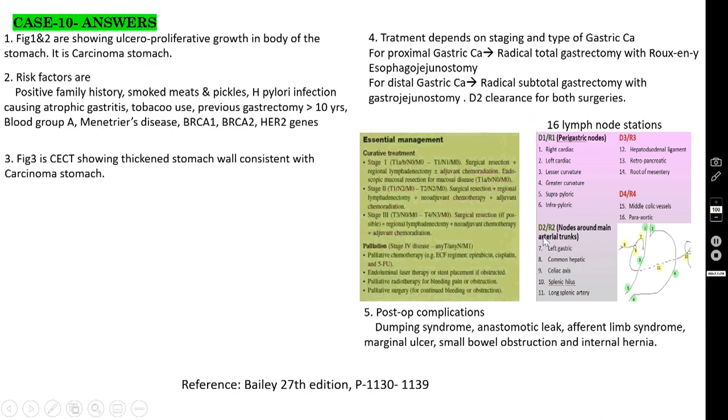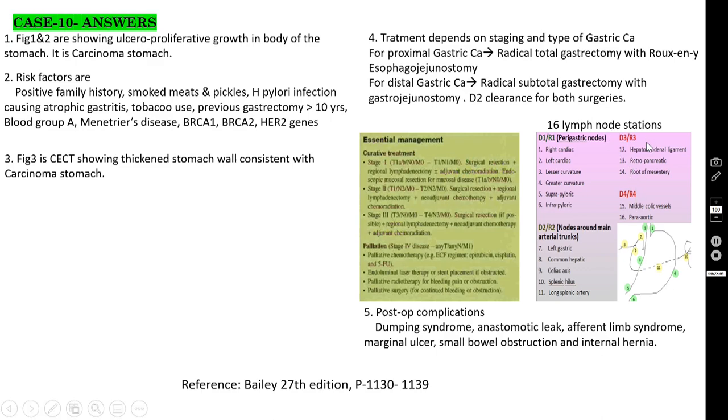D1, D2, D3 and D4. The D1 is perigastric nodes, which is depicted in the green color here. So all these green color ones are perigastric lymph nodes. This is also known as the D1 station. D2 station is nodes around the main arterial trunks, which is depicted by the yellow color. So you have to remove those shown in the green color and yellow color only.